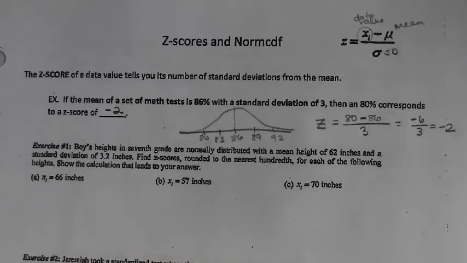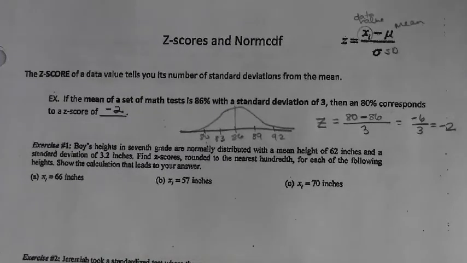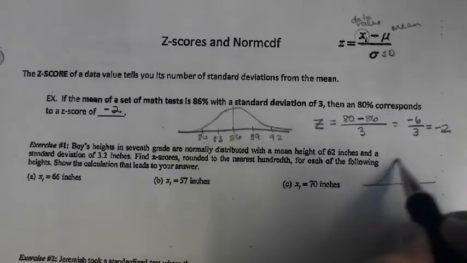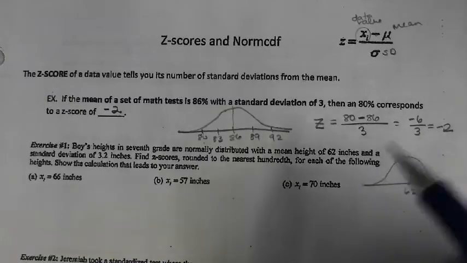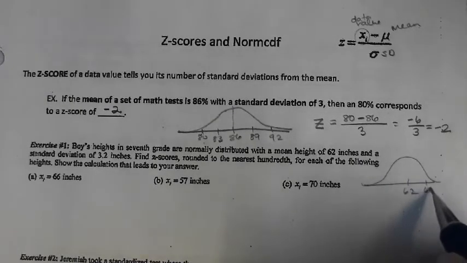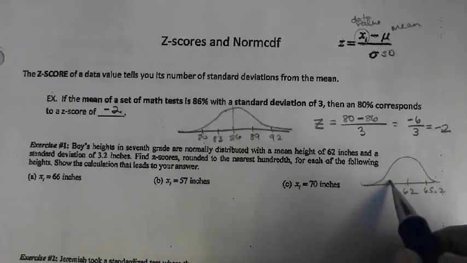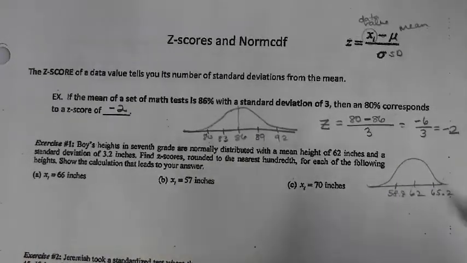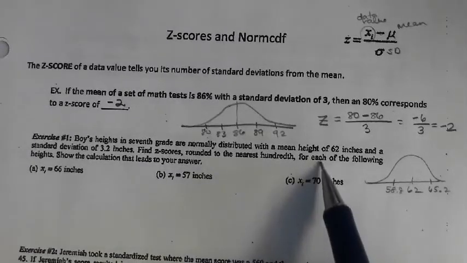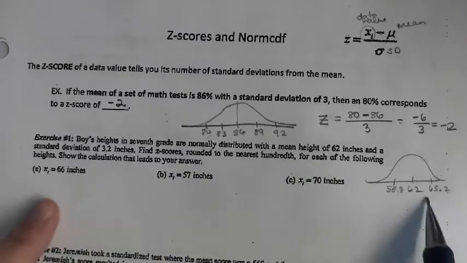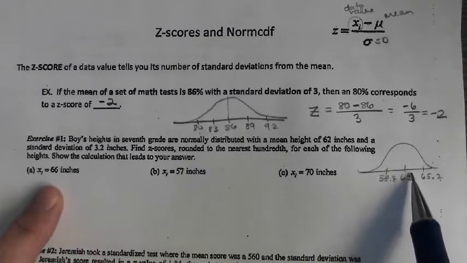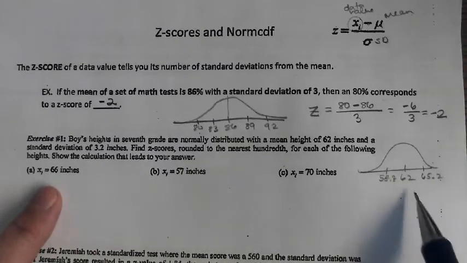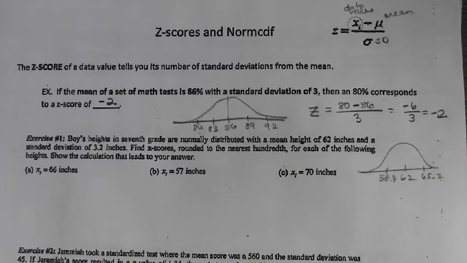So when we jump into exercise 1, we're given boys' heights in 7th grade are normally distributed with a mean height of 62 and a standard deviation of 3.2. So that's kind of 65.2. If I go down 3.2, that would be 58.8. Find the z-scores rounded to the nearest hundredth for each of the following heights. So like you can see clearly here, this is going to be trickier because 66, it's a little more than 1 away, but it's hard to see exactly how much, right?